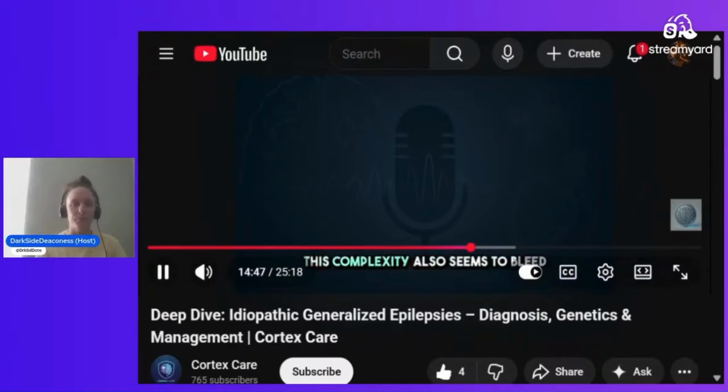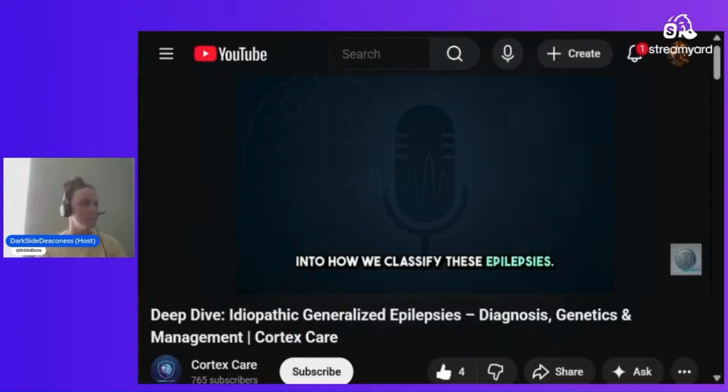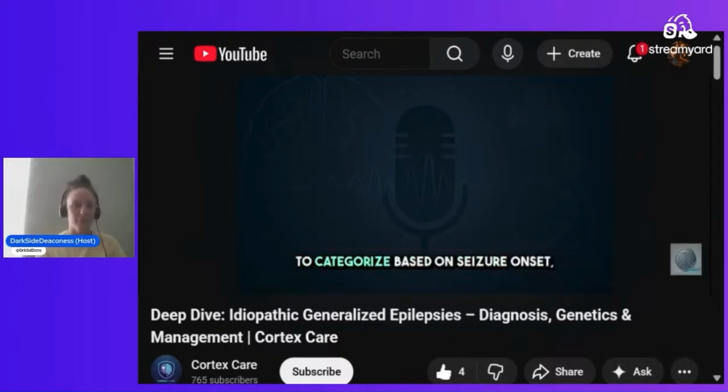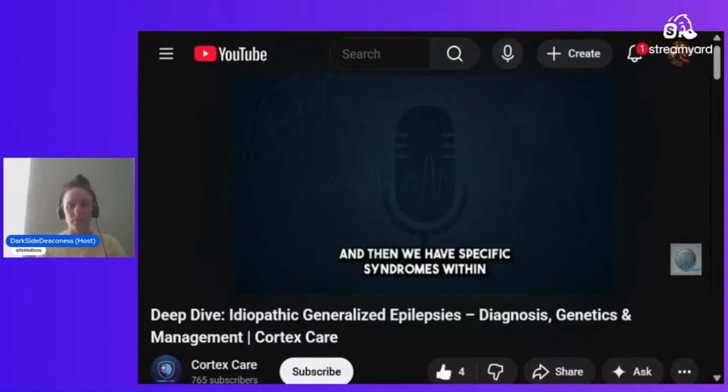Right. This complexity also seems to bleed into how we classify these epilepsies. The article mentions challenges there too. Oh, definitely. Classification is always evolving in epilepsy. The current system tries to categorize based on seizure onset: generalized, focal, both, or unknown. And then we have specific syndromes within those categories like childhood absence or JME for generalized epilepsies. Right. But the article points out these nice, neat boxes can be a bit artificial sometimes. They might oversimplify what's really a spectrum.